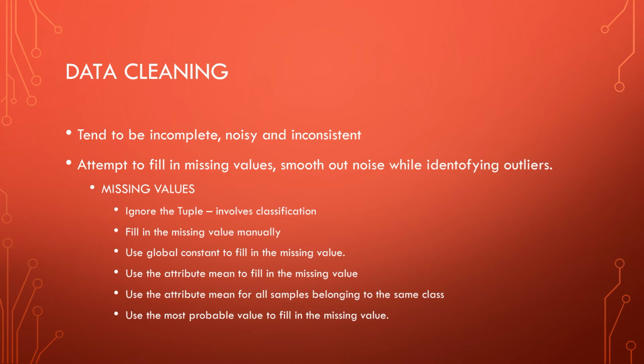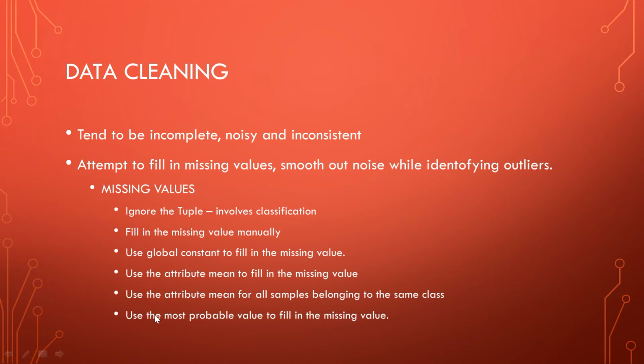Number four is the use of the attribute mean to fill in the missing value. Let us take for instance that suppose the average income of all electronic customers is 56,000 pesos. Then you use this value to replace the missing value of the income. That's the method to fill up the missing value.